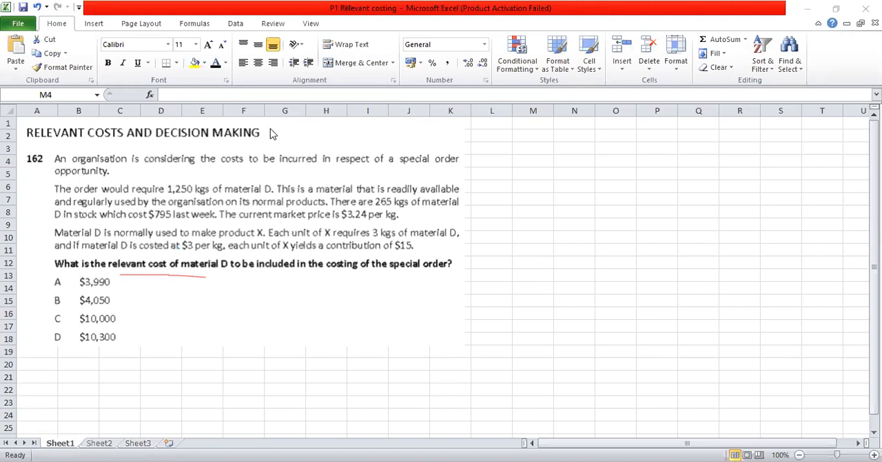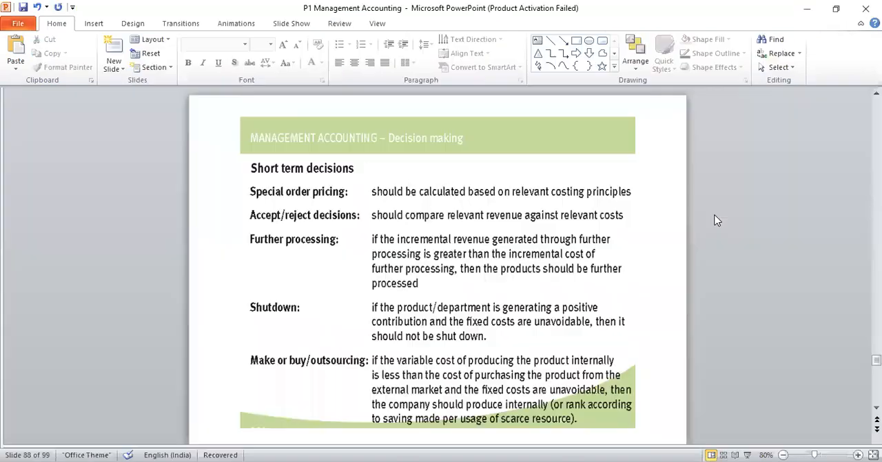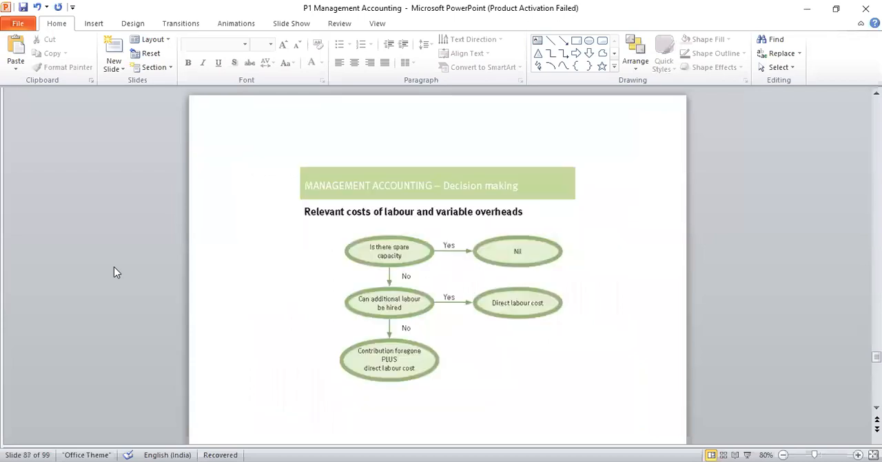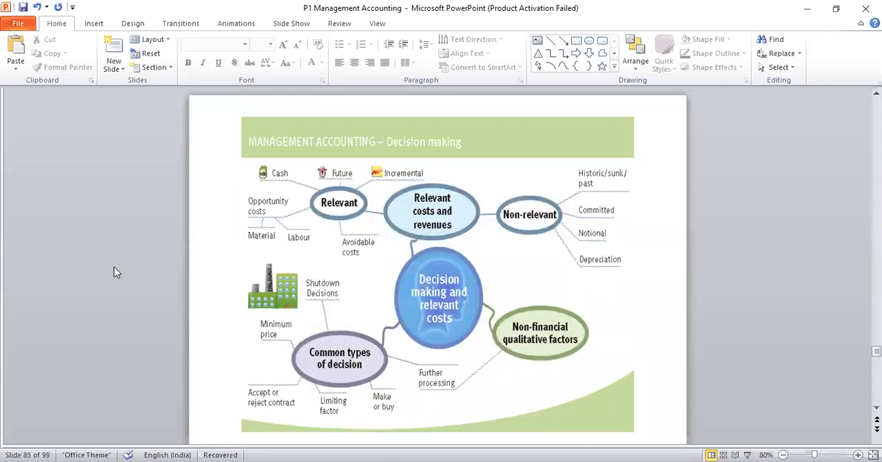Just now we have looked into the PPT about what are the relevant costs. A list of costs are relevant for decision making. We see all variable costs, material costs, labor costs, opportunity costs, cash flows, cash expenses, future expenses, future cash flows, incremental cash flows, avoidable costs. These are all relevant. Now, getting back to the question. First we need to find out what is relevant in this particular case.